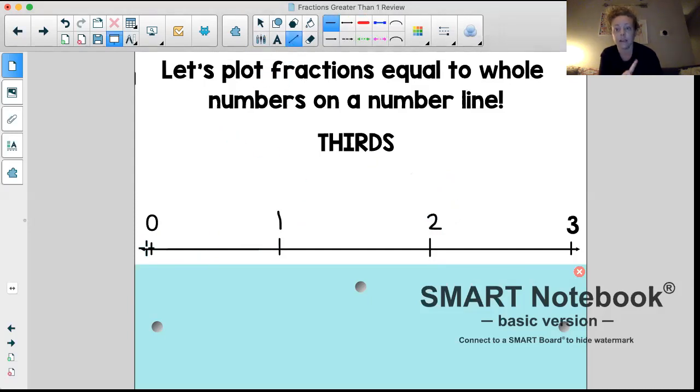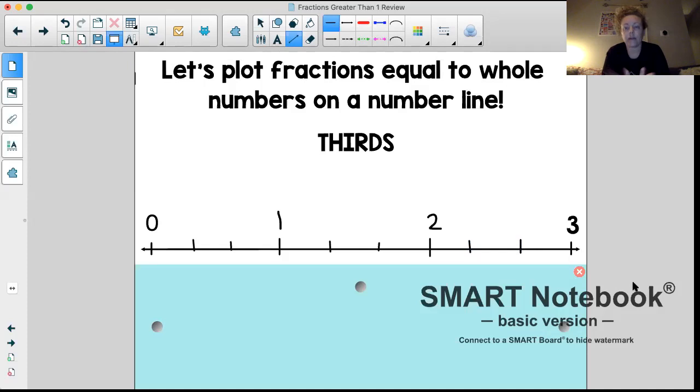Okay. Each whole from 0 to 1 is 1 whole. 2 lines to make 3 parts. 1 part, 2 parts, 3 parts. 2 lines here to make 1, 2, 3 parts. And one more time, like this. Okay? And we always start at 0.